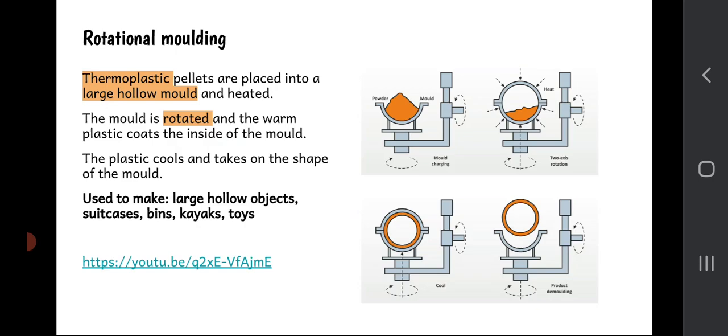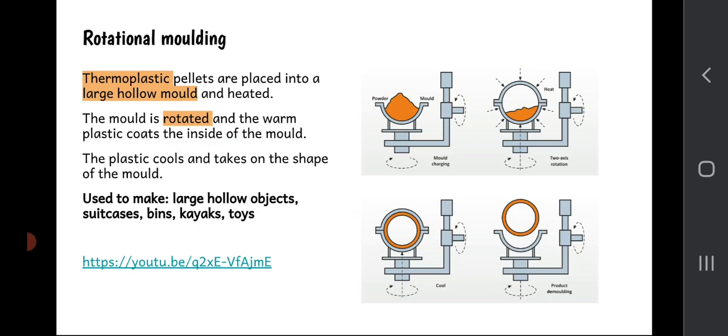Now then, let's look at rotational moulding. Rotational moulding is an interesting one because you take some thermoplastic pellets and you put them into a large hollow mould, a bit like an Easter egg, let's say, but enormous. And you heat that up and you start to spin the mould, and the plastic becomes molten inside it and it starts to slosh around and it starts to coat the inside of the mould. And then you start to cool the plastic and the plastic hardens and basically it takes on the shape of the inside of the mould.